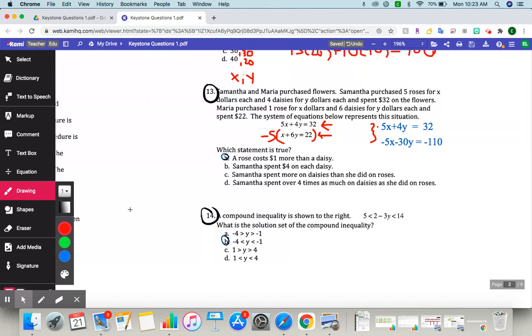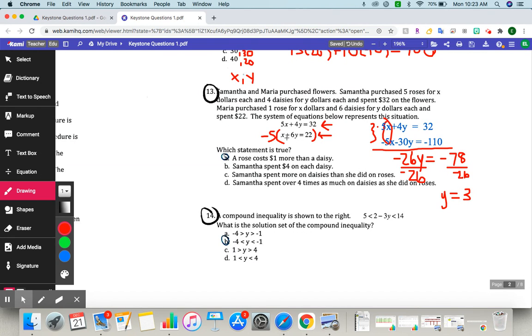Then we can actually add up the equations. Notice 5x plus -5x equals 0. 4y plus -30y is -26y. And then 32 plus -110 is -78. So if I divide both sides by -26, it tells me that y, the cost of a daisy, equals 3.